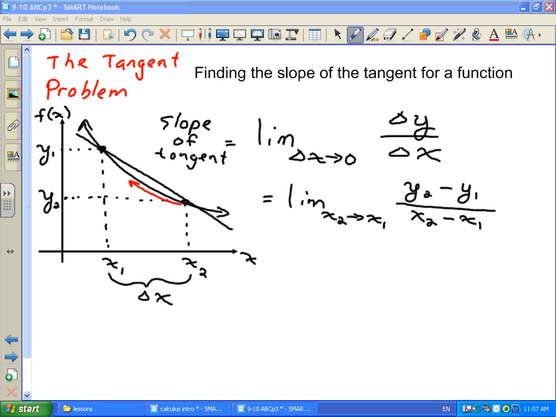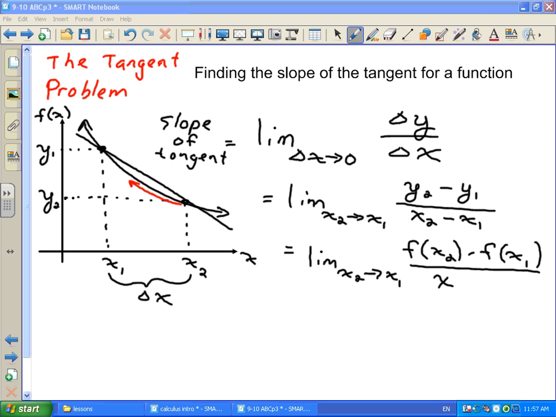And of course, how do we get y1 and y2? Well, usually if we're given the function, we can just evaluate the function at x2 and x1. Okay. So normally we're given the function, we're given some information about x. Okay. So this makes sense so far, right? We're just taking the difference in the function, evaluating the function at 2 points.